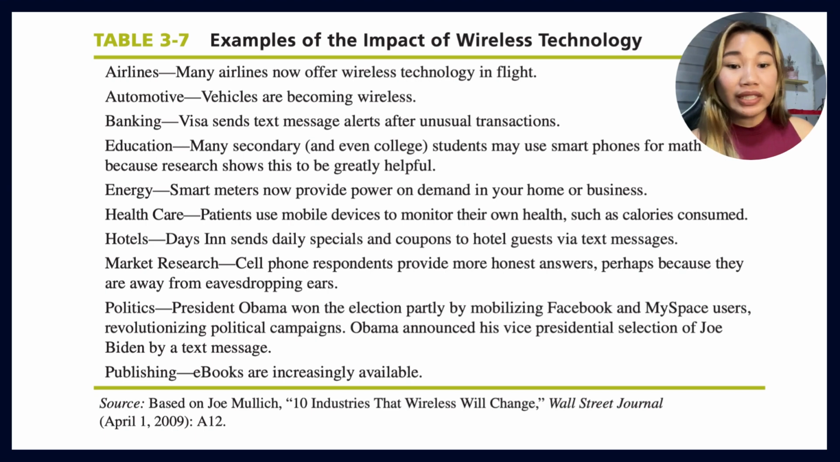Based on Joe Mullich, the 10 industries that wireless will change, published by the Wall Street Journal on April 1st of 2009, here are some examples of the impact of wireless technology. First, we have the airlines. Many airlines now offer wireless technology in flight. Next would be the automotive. Vehicles are becoming not just wireless but electronic. We now have electronic cars. Next is the banking. Visa sends text message alerts after unusual transactions.